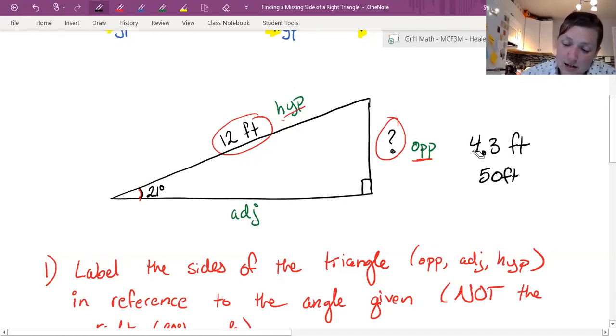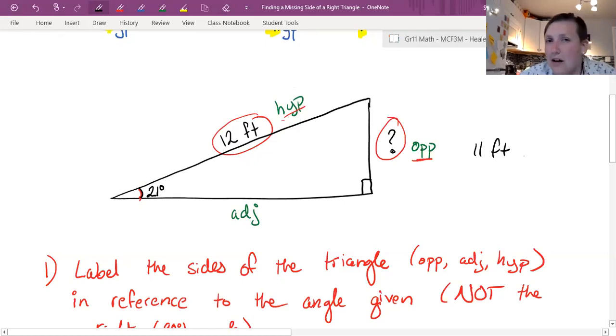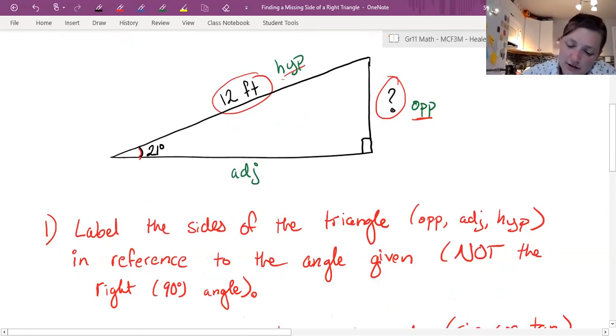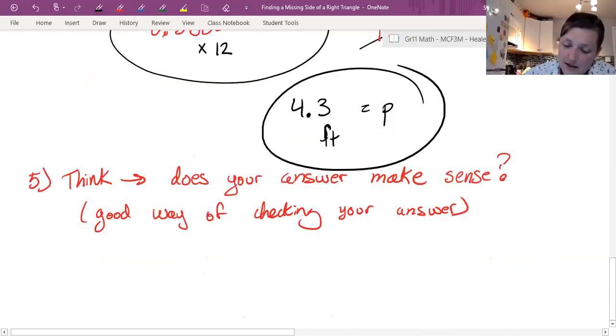Even if we'd gotten maybe like 11 feet, you'd say, well, it's not longer than the hypotenuse. And I know the hypotenuse has to be the longest side, but looking at this triangle right here, this is definitely the shortest side. I don't think there's any way that this opposite side could be 11 feet. So that would mean you'd done something wrong. So it's a really good way to check your answer by just seeing, okay, does it make sense based on the shape of the triangle? And that's it. That's all the steps.